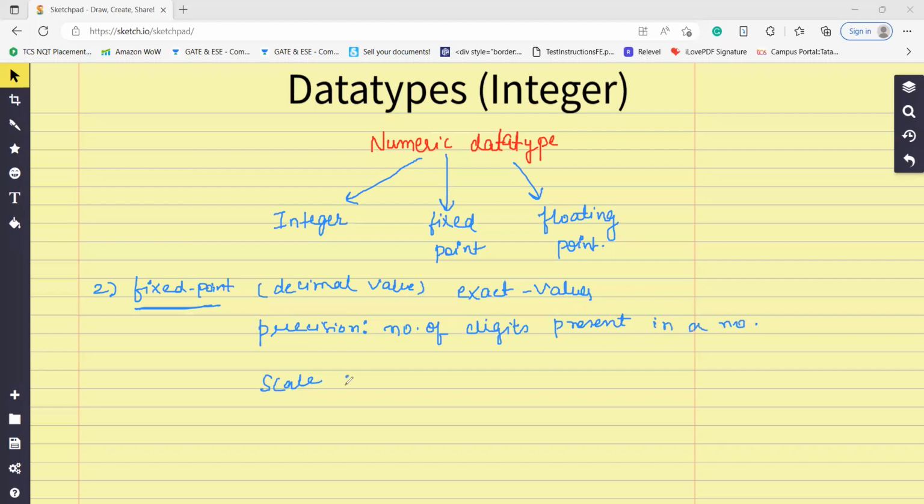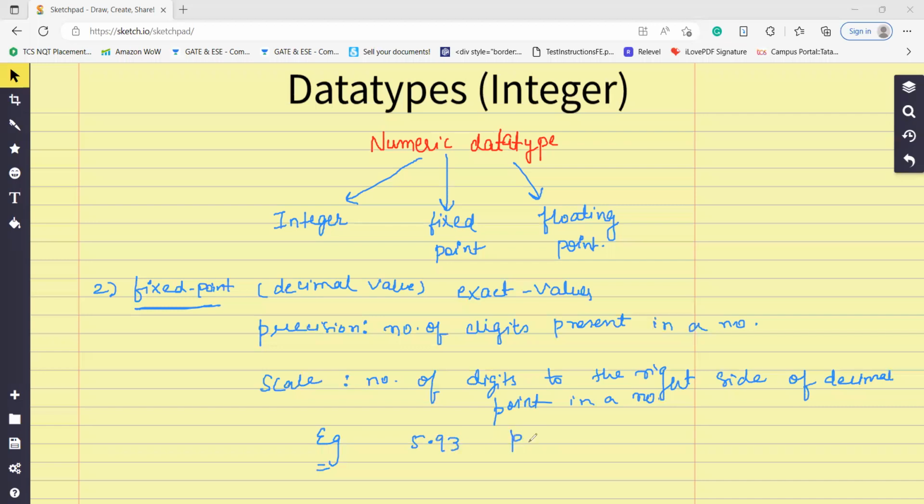And scale means the number of digits to the right side of the decimal point in a number. Okay, so this is the meaning of scale. Let's take one example. If I'm going to write down 5.93, the precision here is going to be, I will be writing P for precision, so precision is going to be 3 and scale is going to be 2.